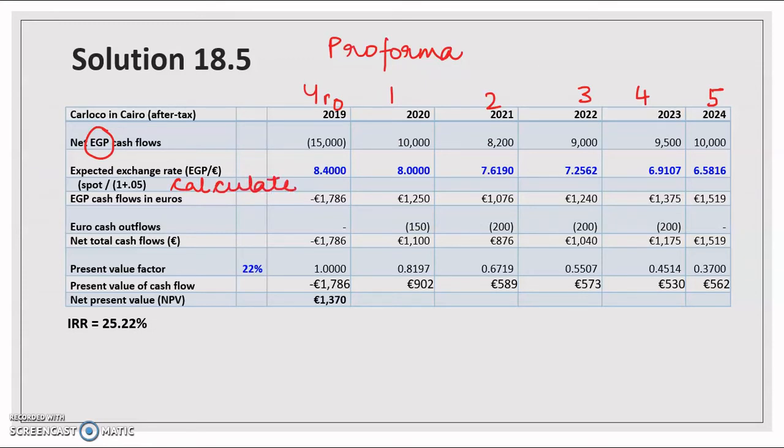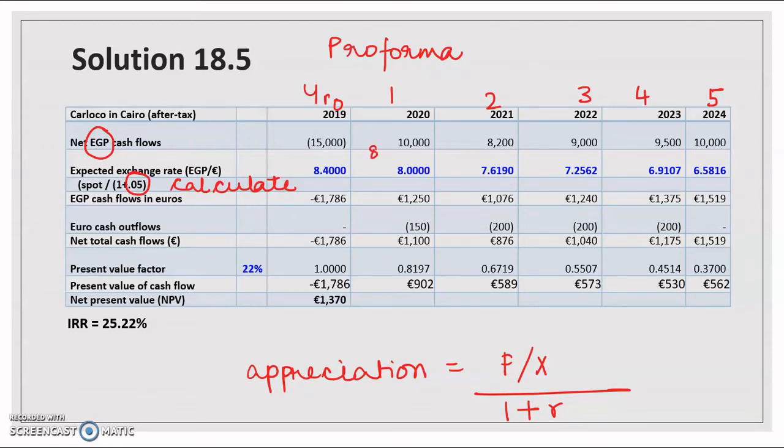This formula will also be provided in your formula table. So in case of an appreciation, the formula is foreign exchange rate divided by 1 plus R. The rate of appreciation is 5%. So every year I'm expecting that I'll have to give about 5% fewer exchange with regard to euros. So 1 plus 0.05. So have a go at this.